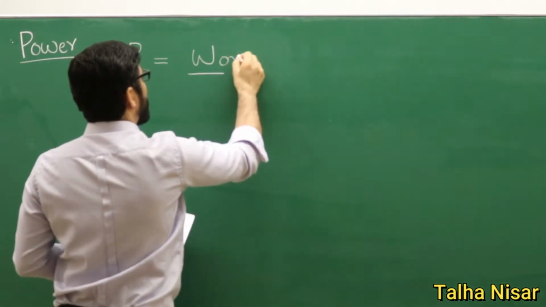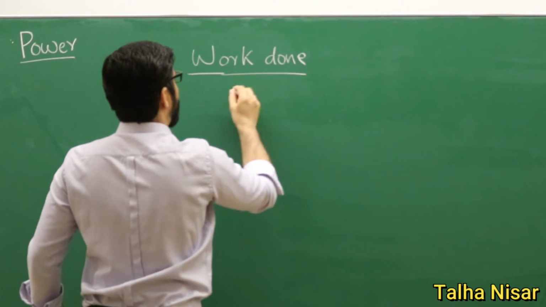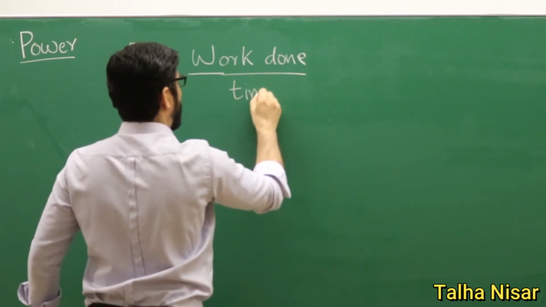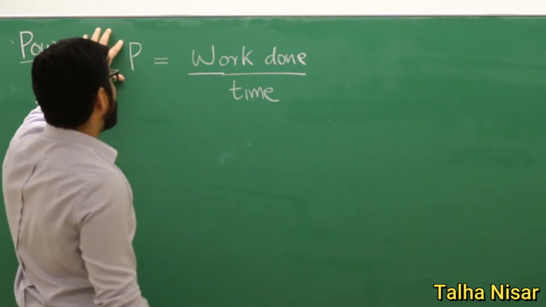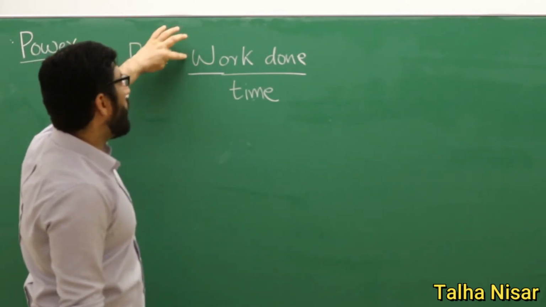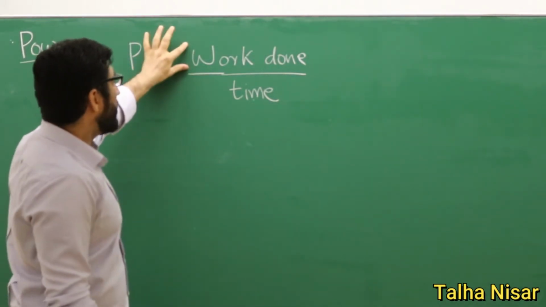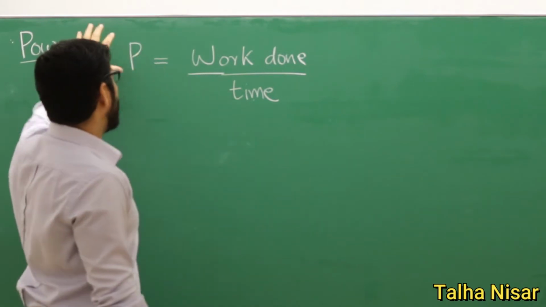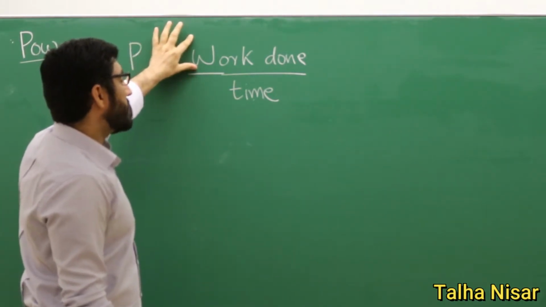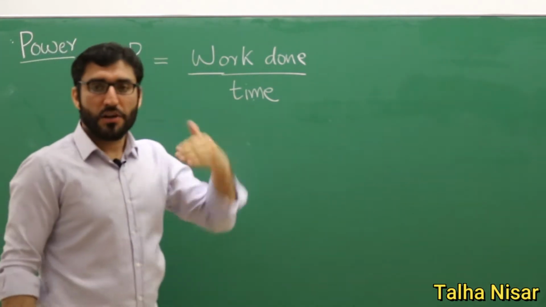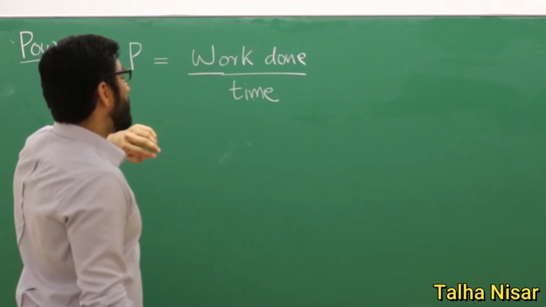So we have the work done per unit time. We talked about the work done, and now the power is defined as how much work is done per unit time. If we have more work done per unit time, we will have more power. If the same amount of work is done over a longer amount of time, then the power will be small.